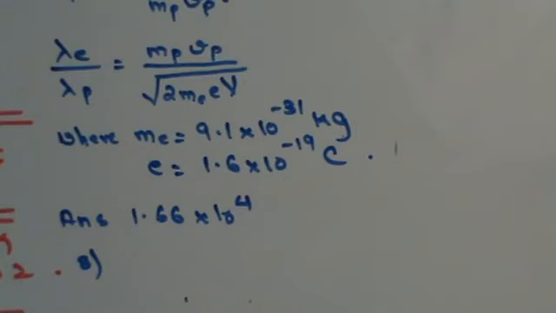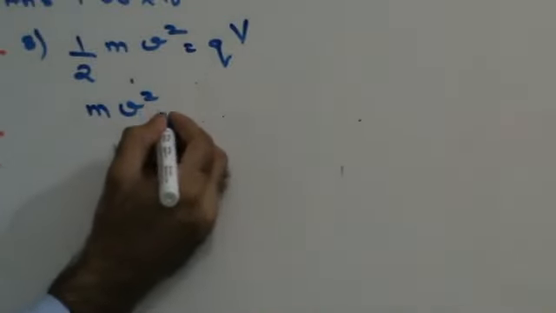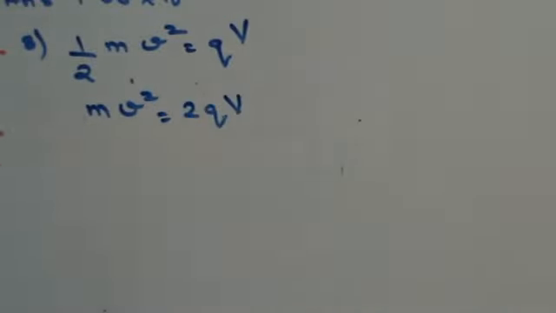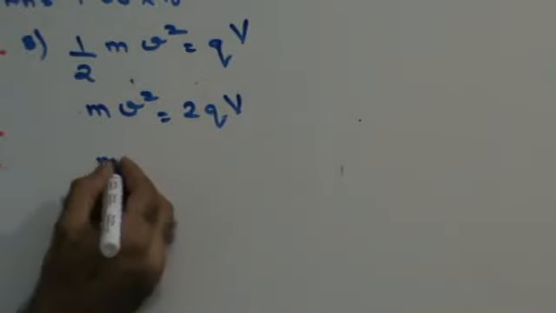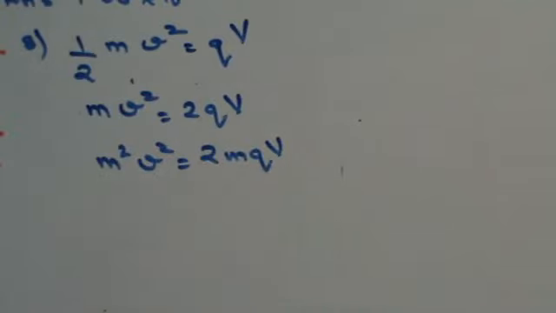Now see, if they are being accelerated, they will possess some kinetic energy. Right, now what is the particle? Any particle accelerated will have some kinetic energy. From where does it acquire kinetic energy? It acquires kinetic energy due to the charge and the potential difference applied to it. Right, therefore I can say that mv square is 2qv. Multiply both sides by m, so I'll get m square v square is 2mqv.